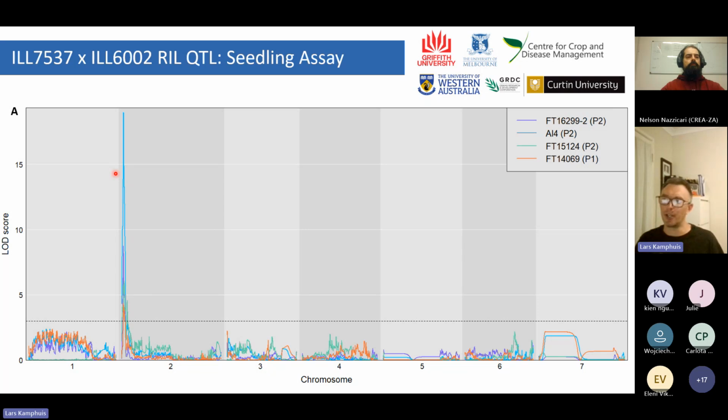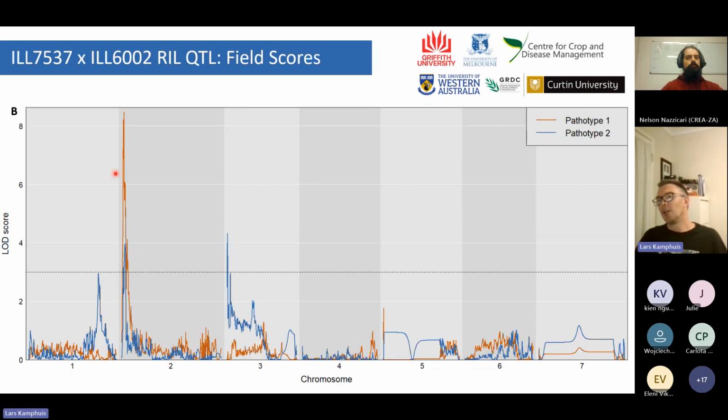So these seedling assays are great. They give us a quick answer. It's high throughput, but how does that correlate with the field? Well, we evaluated the same population in the field with both pathotype 1 in orange and blue pathotype 2. And again, we find the main locus on chromosome 2 for both pathotypes 1 and 2. And we found a secondary locus on the short arm of chromosome 3 for pathotype 2 as well. So what we find in our seedling assays correlates with what we observe in the field.